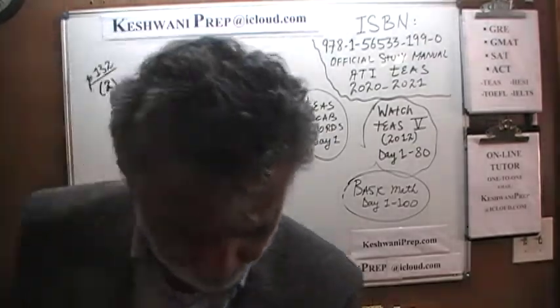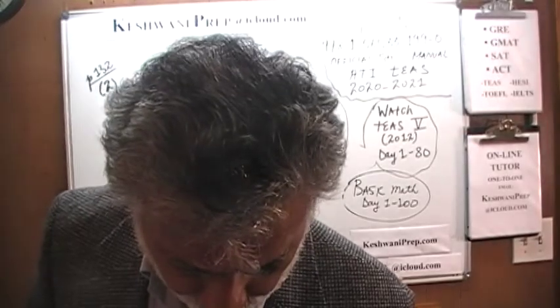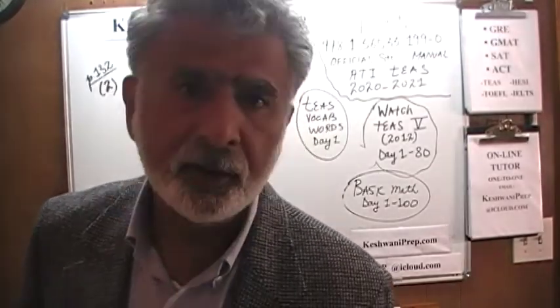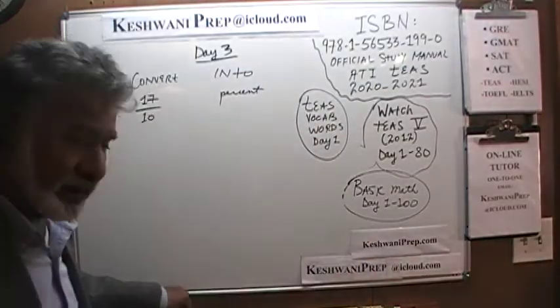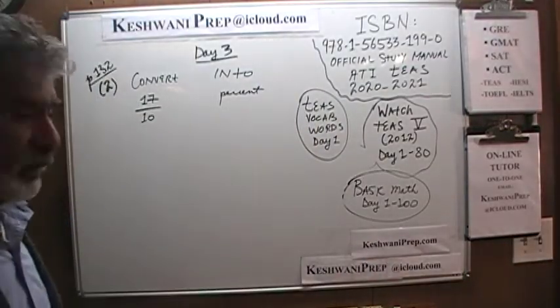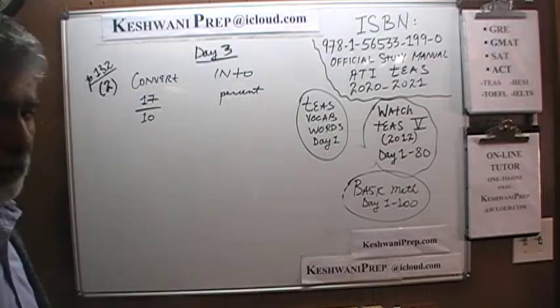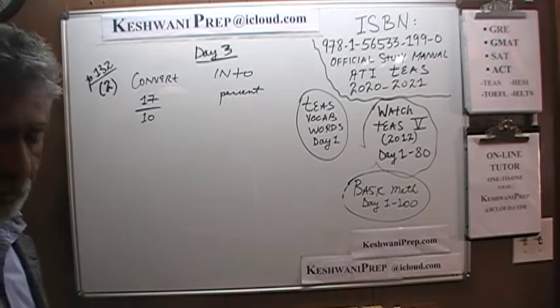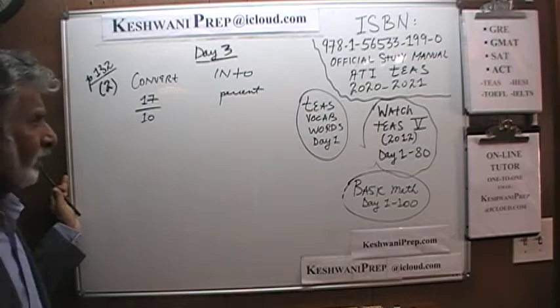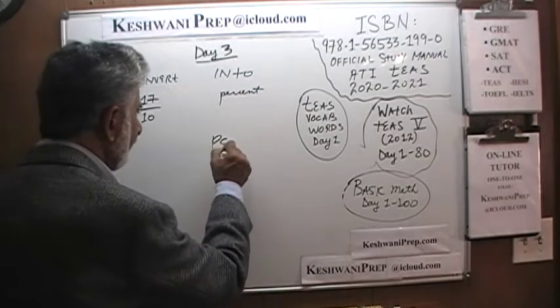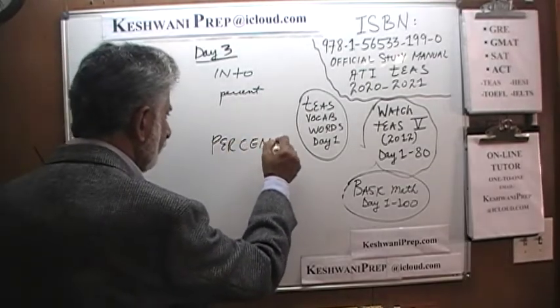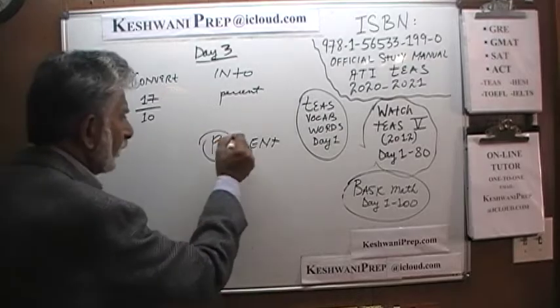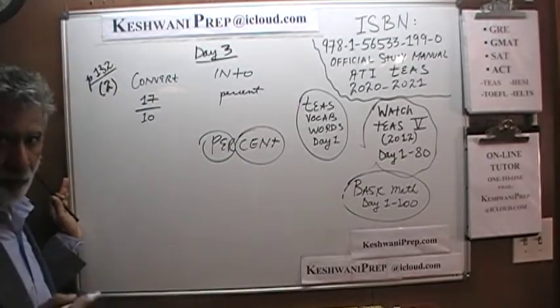The question says, which of the following percentages is equivalent to 17 over 10. In other words, they want us to convert 17 over 10 into percent. We talked about it yesterday and the day before yesterday, on day 1 and 2. Today is day number 3. We already talked about what the word percent actually means. Percent, one more time, literally means per 100 or out of 100.